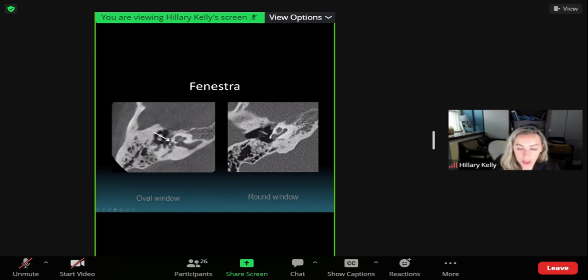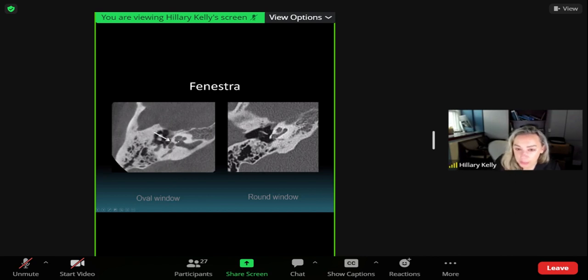All right, so let's talk about Prussak space, because I'm sure you've all heard of it. So it's this small lateral recess between the scutum and the pars flaccida of the tympanic membrane. And inferiorly, you have the neck of the malleus. And so a lot of people will think that Prussak space is the whole lateral part of the epitympanum here. All right, but it's actually just this very tiny space here.